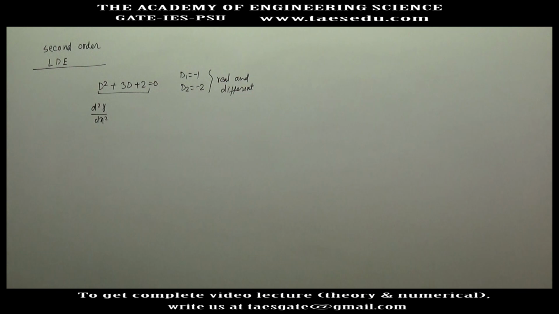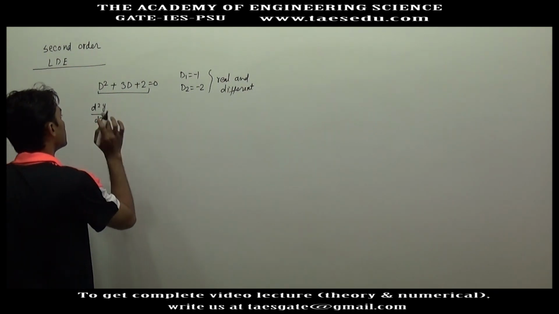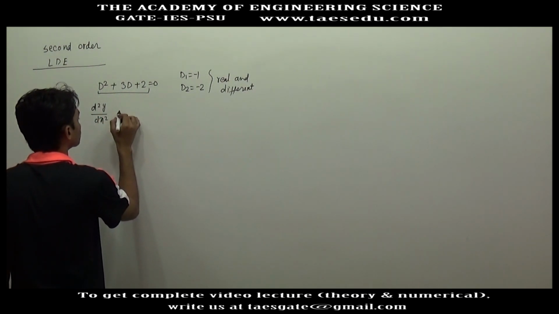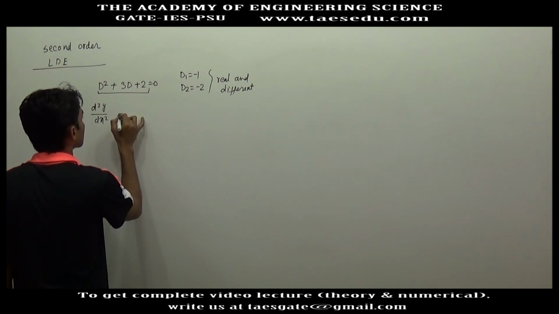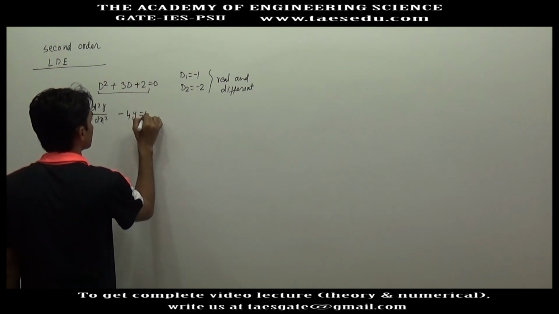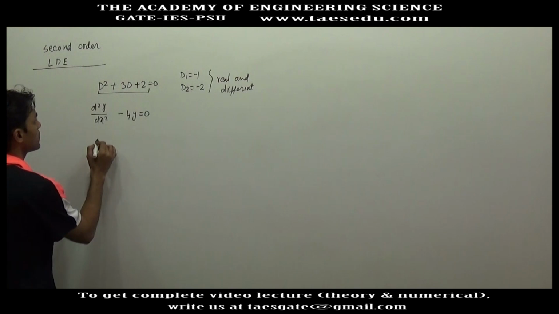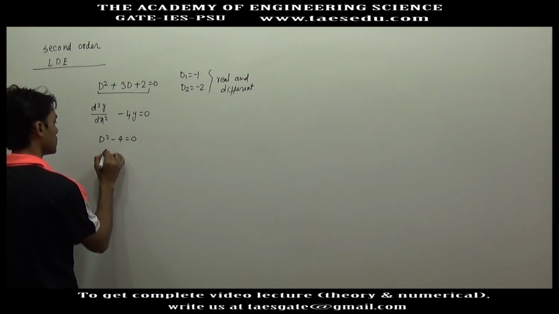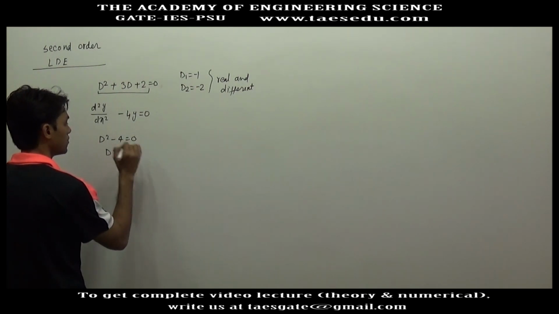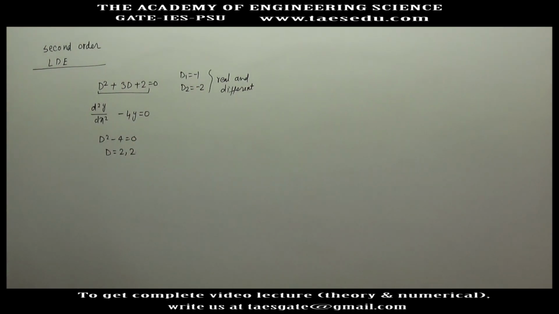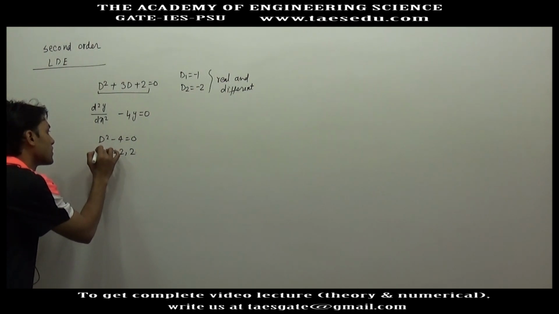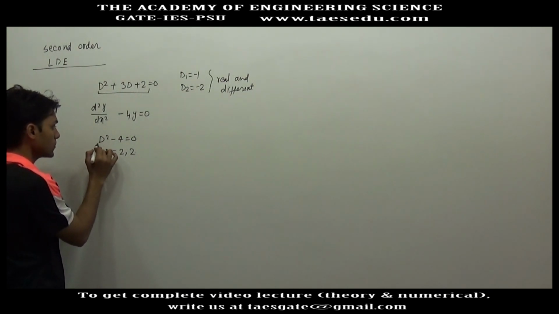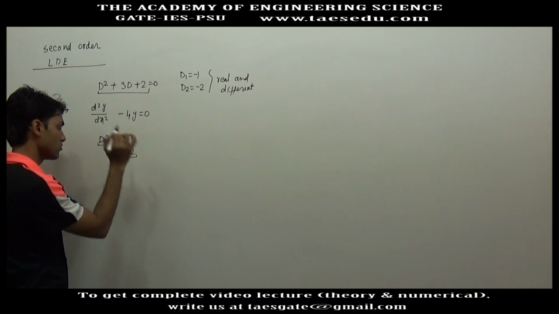Now we will take an example where solutions are real but they are the same, like d2y by dx square minus 4y equal to 0. So what we will have here, d square minus 4 equal to 0. So d equal to 2 and 2. We have two solutions, since this is a 2-degree equation, so we will have two solutions.